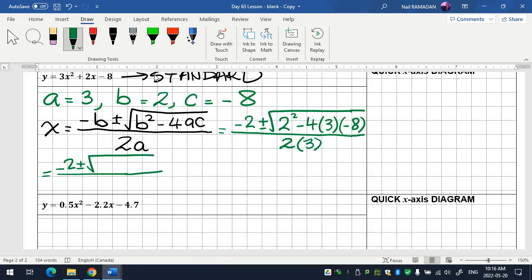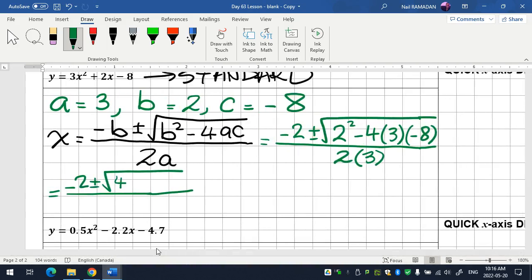What did we say 2 squared is? 4. Let me zoom in. What did we say minus times a minus is? Good, good. Okay. What's 4 times 3 times 8? You can just plug it in. 4 times 3 times 8. I know it. It's 96. All right. So 96.